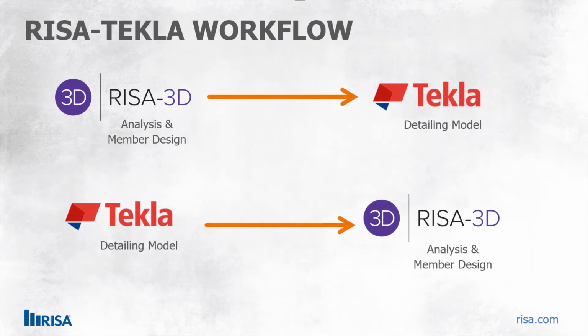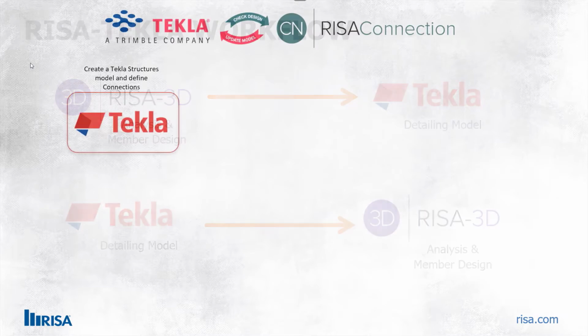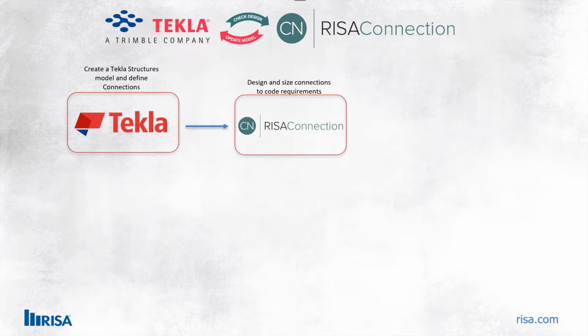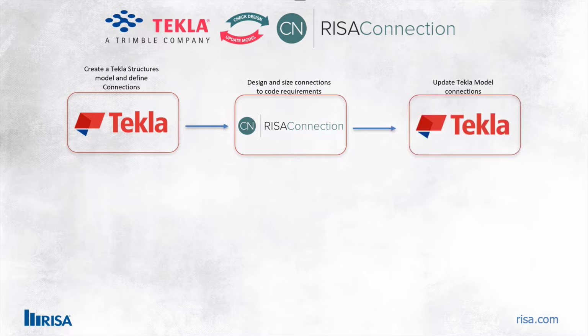In this video, we'll be taking a look at the RISA-Tekla Link and how it's going to allow you to work bidirectionally between RISA 3D and Tekla, as well as RISAConnection and Tekla. Regarding RISAConnection, one of the workflows could be starting with a model in RISA 3D, taking it into Tekla where you can assign connections, sending those connections to RISAConnection for design to go ahead and meet the code requirements, and then sending those results right back into the Tekla model.